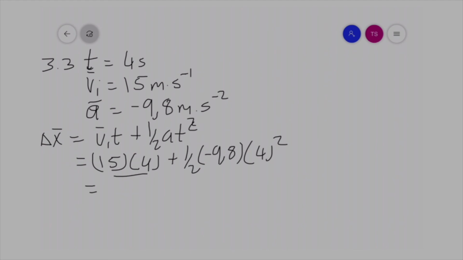So if you multiply that and then you solve that, you will get 60 over here minus 78.4. What will be your final answer? Your final answer will be negative, 60 minus 78.4 will be negative 18.4, which is downwards.